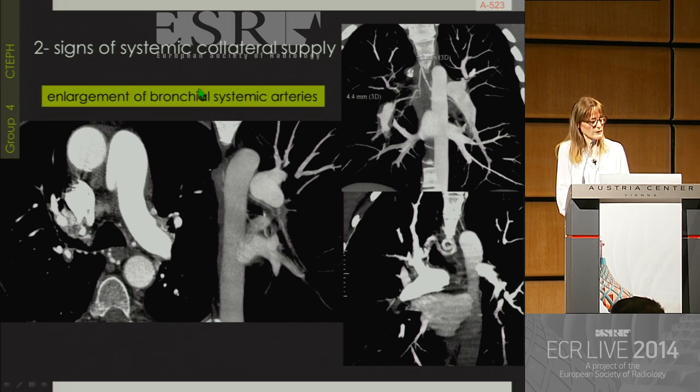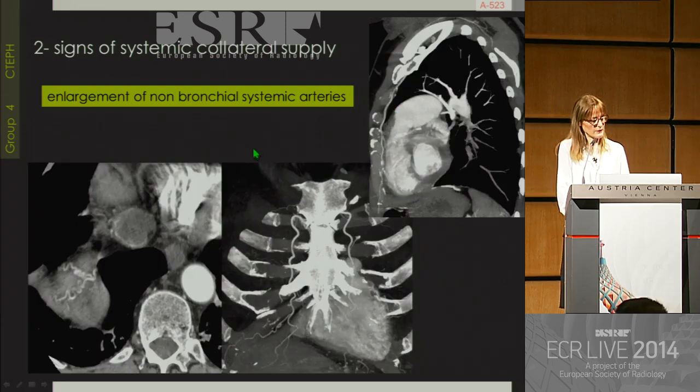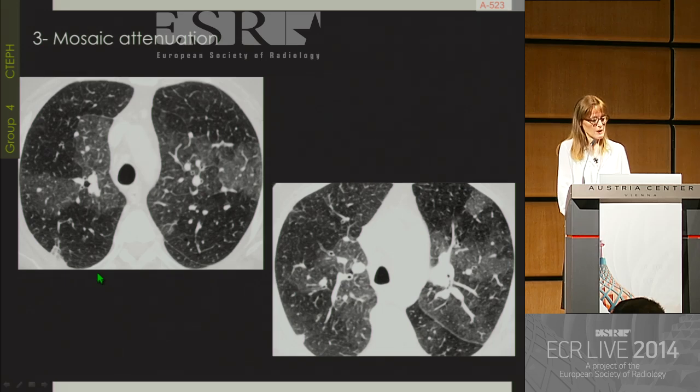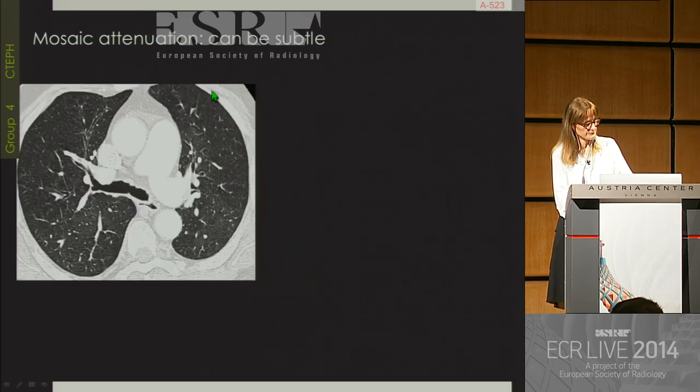The second group of signs refers to systemic collateral supply with enlargement of bronchial systemic arteries, and you will need to use coronal MIP reformation to easily identify these bronchial arteries. And sometimes there is enlargement of non-bronchial systemic arteries, such as internal mammary arteries or phrenic arteries. Third group of signs, mosaic attenuation, as I mentioned, a difference in the number of vessels and in the size of vessels between the areas of increased and reduced attenuation.